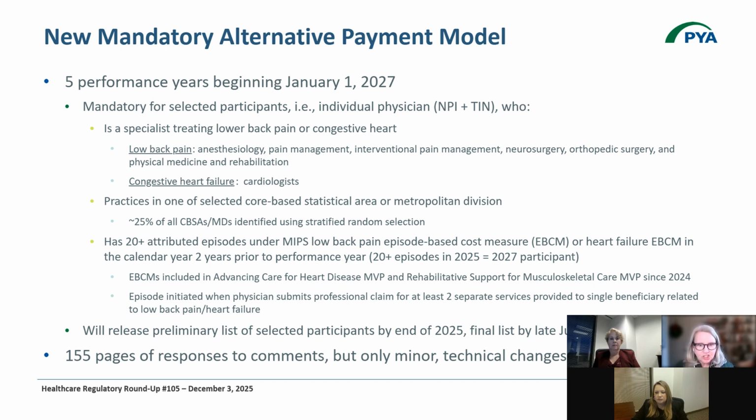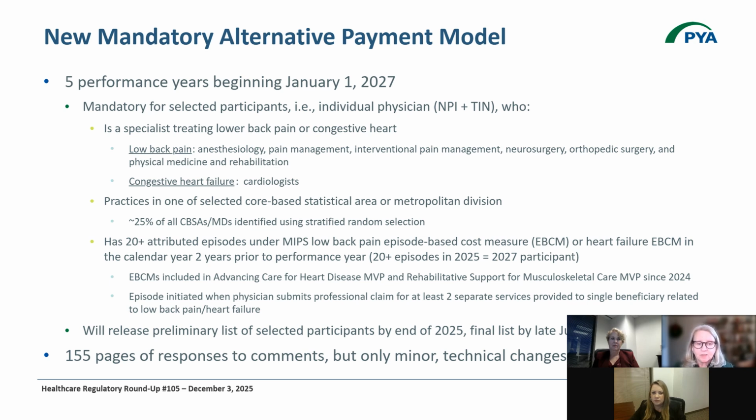The episode then is initiated when a physician submits a professional claim for at least 2 separate services that are provided to a single beneficiary to treat low back pain or heart failure. CMS intends to release a preliminary list of selected participants by the end of this year. The final list of those who will be participating will be released in July 2026, which again aligns to calculation of MIPS scores because we then have the data from the prior year available. So in this case, we're waiting for 2025 utilization numbers, which will be used to calculate participation beginning in 2027, i.e., do you have the 20 plus attributed episodes under the cost measure?